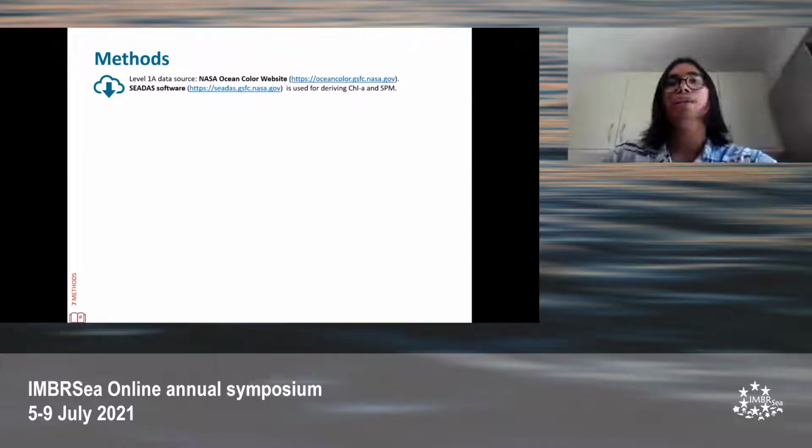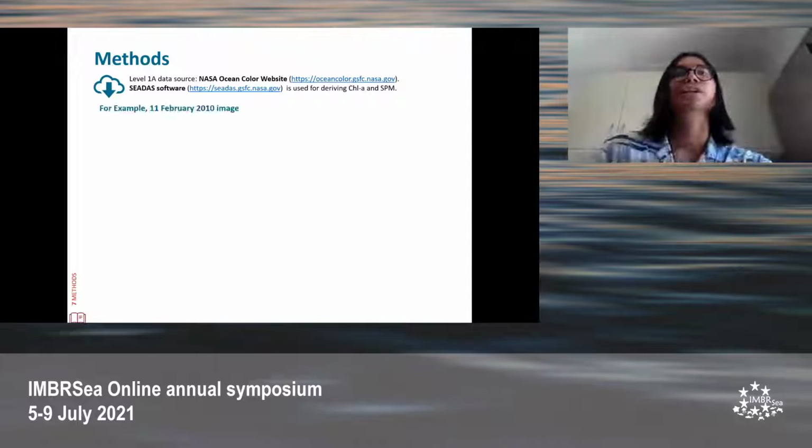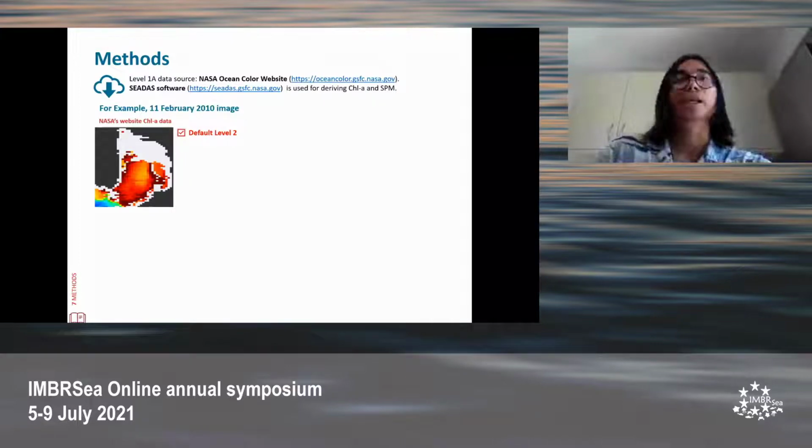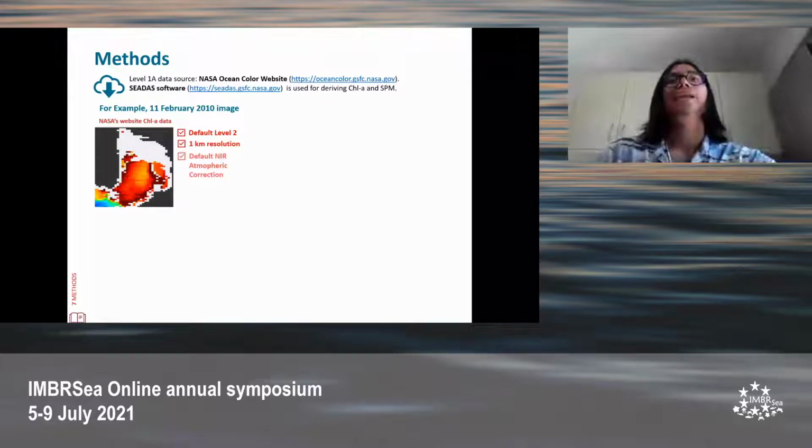In a nutshell, the whole processing resulted in something like this. For example, we have the image of February 11, 2010. When we use NASA's website default chlorophyll A data, it has a default level 2 with 1 kilometer resolution, and it uses the default processing parameters.